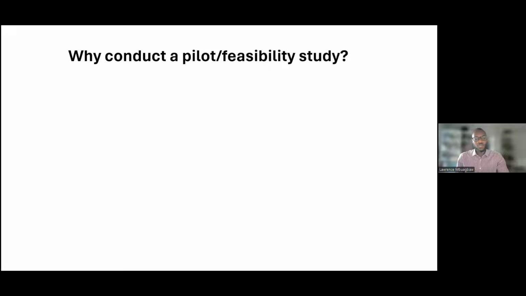So why would you be interested in conducting a pilot study? The reasons can be grouped into 4 main categories. The first is to assess process issues in your study, right? So you can be looking at recruitment rate, eligibility criteria, adherence rates, dropout rates, retention rates.